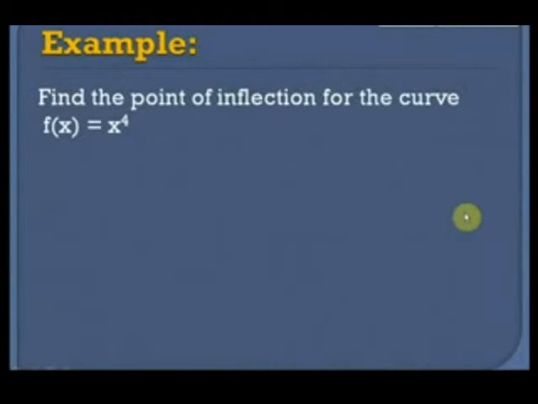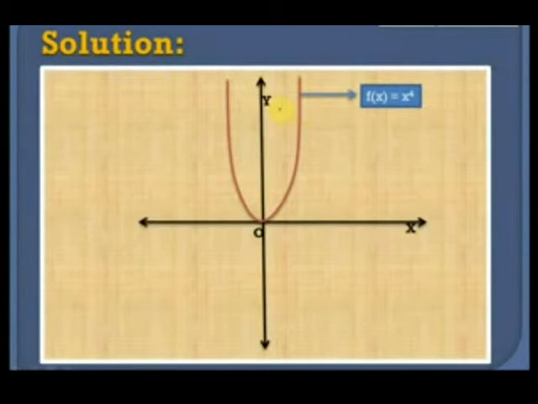Let's try to solve one more example. Find the point of inflection for the curve f(x) equal to x to the power of 4. So in this problem we have to find the point of inflection for the curve f(x) equal to x to the power of 4. Now this is the curve f(x) equal to x to the power of 4. Now we have to find the point of inflection.